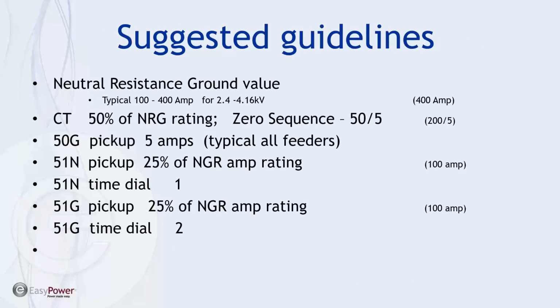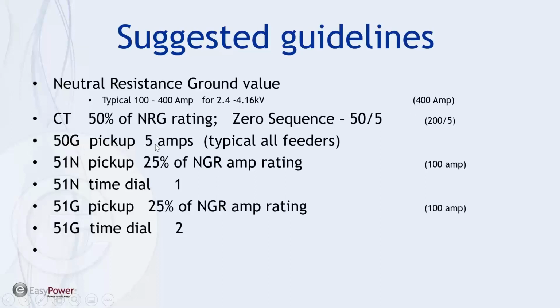The suggested guidelines would be to have the neutral resistance value be somewhere in the 100 to 400 amp range for 2.4 to 4.1 kilovolts. So in this example, we're going to be using a 400 amp resistor or 400 amp system. The CT rating for the zero sequence CT will be 50 to 5, and then for the neutral ground, it's going to be 50% of the rating of the resistor itself.